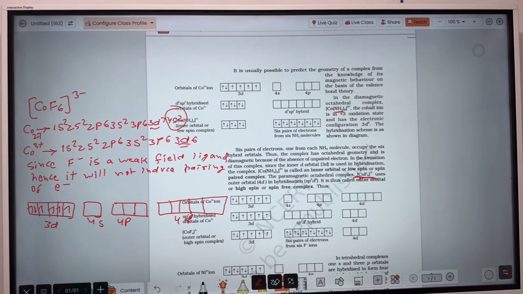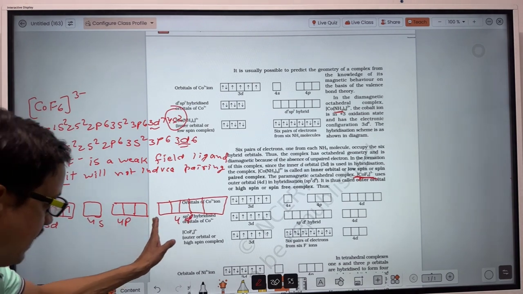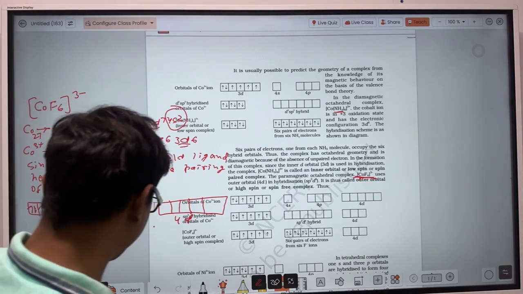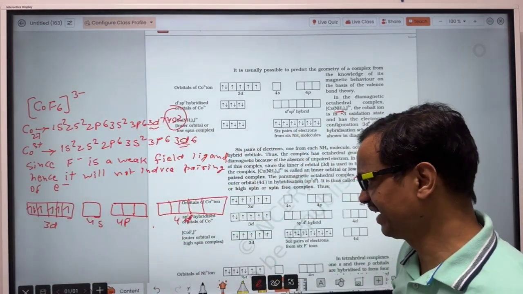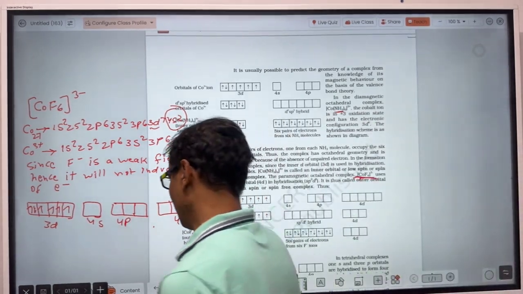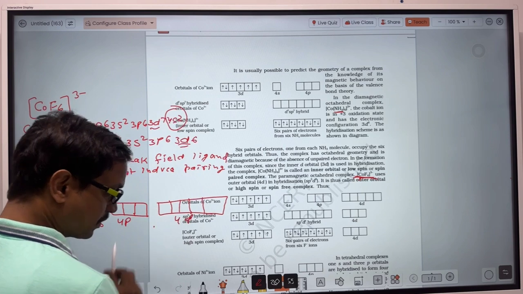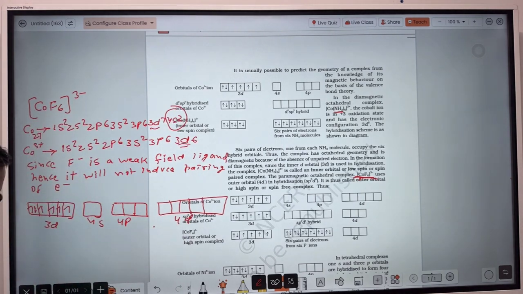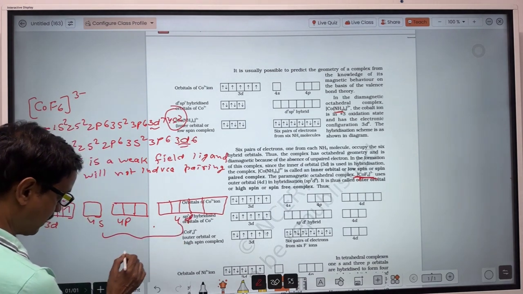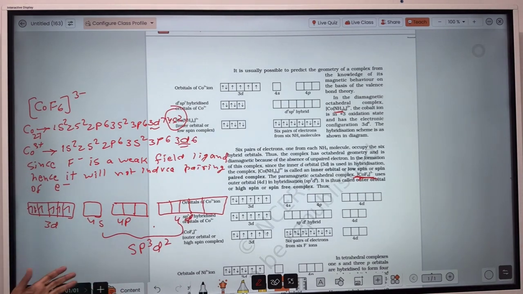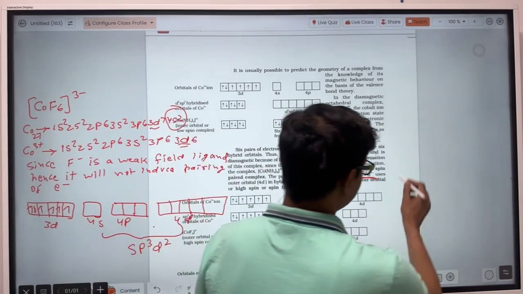So what happened? To form 6 sigma bond, the 1 orbital of 4s, 3 orbital of 4p and the 2 orbital of 4d will merge together and will form sp3d2. 1 orbital of s, 3 orbital of p and 2 orbital of d. That's why hybridization will be sp3d2. So sp3d2 hybridization will take place here.